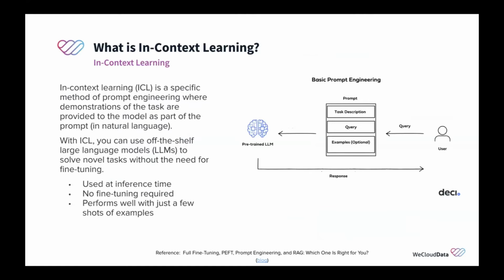So in-context learning, basically it's just prompt engineering, right? You can use off-the-shelf LLMs, any large language model, to solve tasks without the need to fine-tune it. Okay, so we're using it at inference time, and usually it does really well. We all had the experience with ChatGPT, right? And it's a specific method of prompt engineering. You have to provide the model some sort of demonstration of the tasks you want it to perform, right?